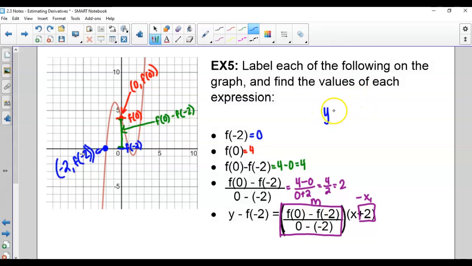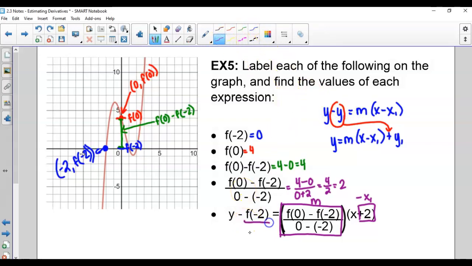And this is a little different than I taught you guys point slope. Some versions of point slope do this: y minus y1 equals m times x minus x1. I did not teach you that version. I taught you this version: y equals m times x minus x1 plus y1. And so you can see the only difference here is just this minus y1. I moved over to the other side and made it positive.